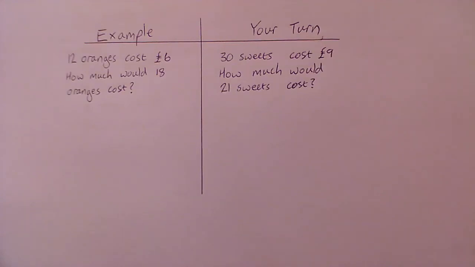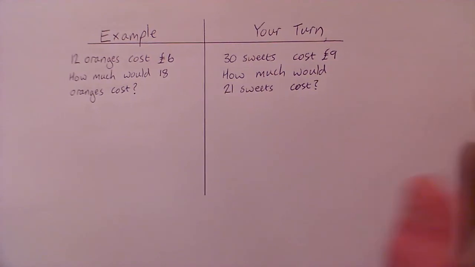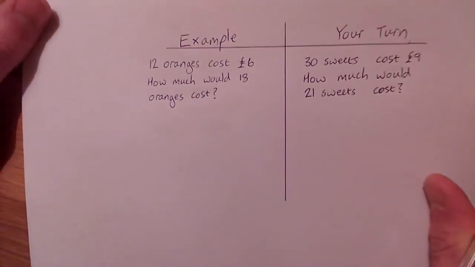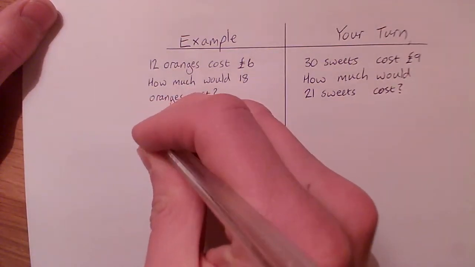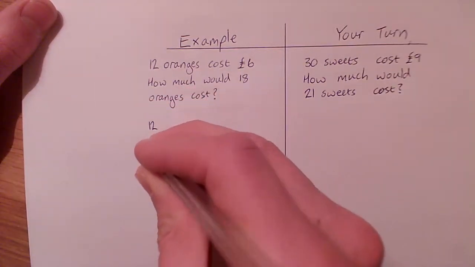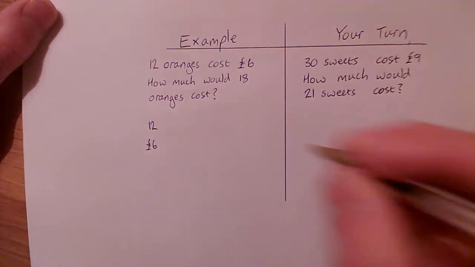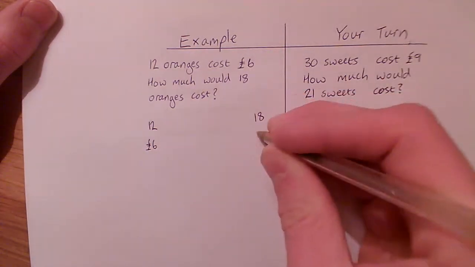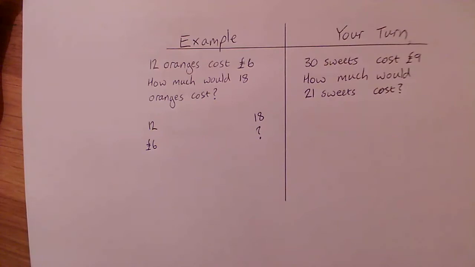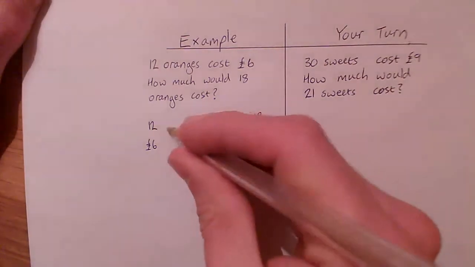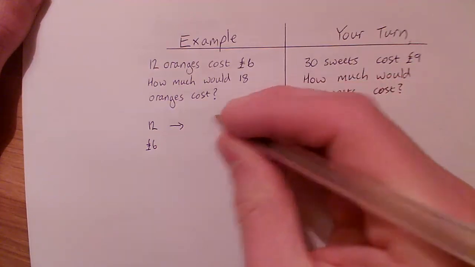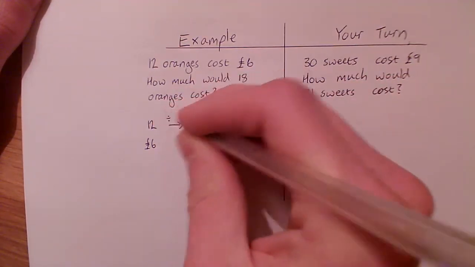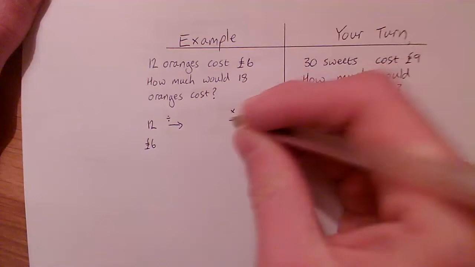So we learned a little bit of an odd skill in the last lesson, but now we're going to put it into action. So we're given some information here about 12 oranges costing £6. So 12 oranges, £6. And we want to know how much would 18 oranges cost. Well, we need a little strategy to go from 12 to 18. And that strategy is going to be to divide by something and then times by something.